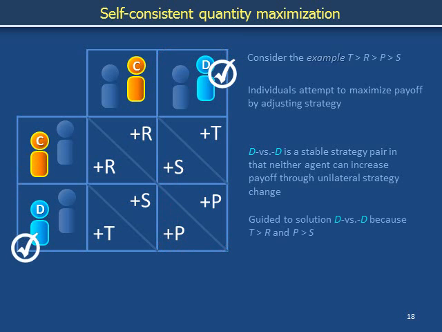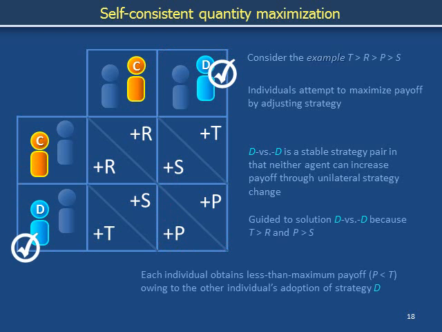We were guided to the strategy pair denim versus denim because T is greater than R and P is greater than S. In this situation, each individual receives less than maximum payoff, receiving P, which is less than T, because the other individual has also adopted the denim strategy.